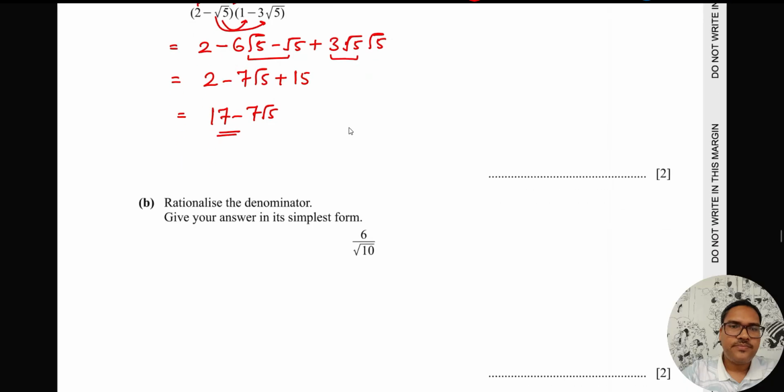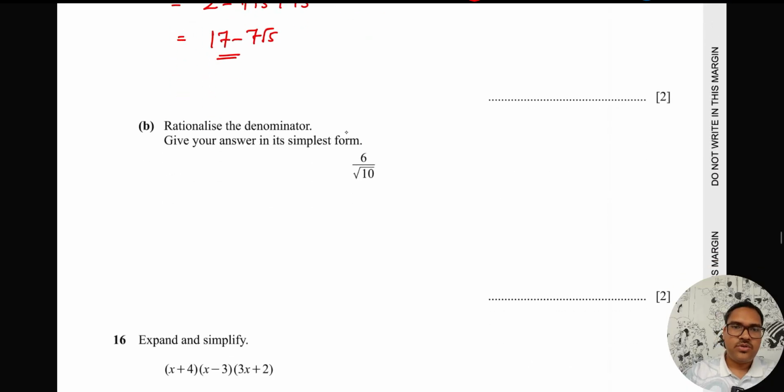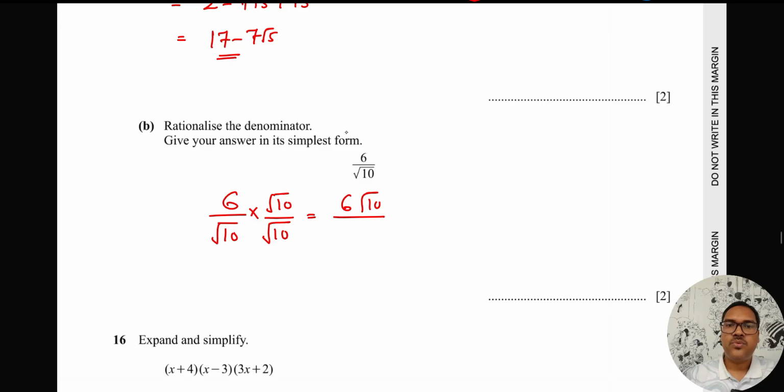Okay. Now the next question is rationalize the denominator. So if you have to rationalize the denominator in this case, what you can do is multiply by root 10 and divide by root 10. Correct? So this will become 6 root 10 divided by root 10 into root 10. Now you can see here there is a common factor of 2. So if I cancel a common factor of 2, this will become 3 and this will become 5. Because you have to write the answer in simplest form. So what is the answer? This is 3 root 10 divided by 5.